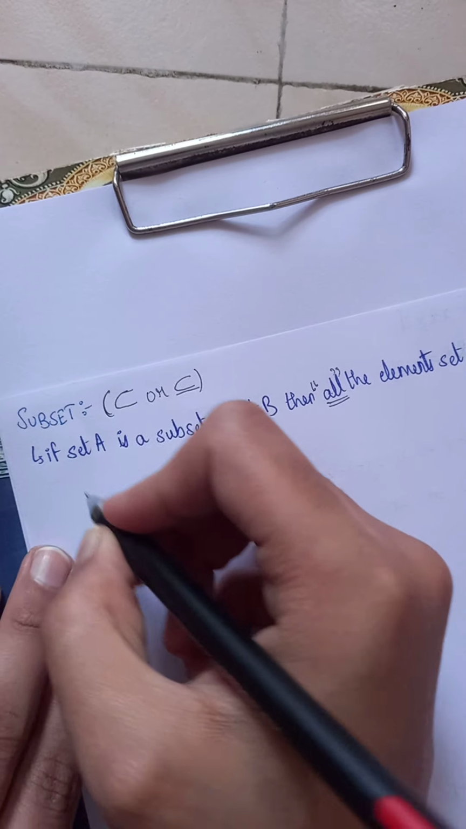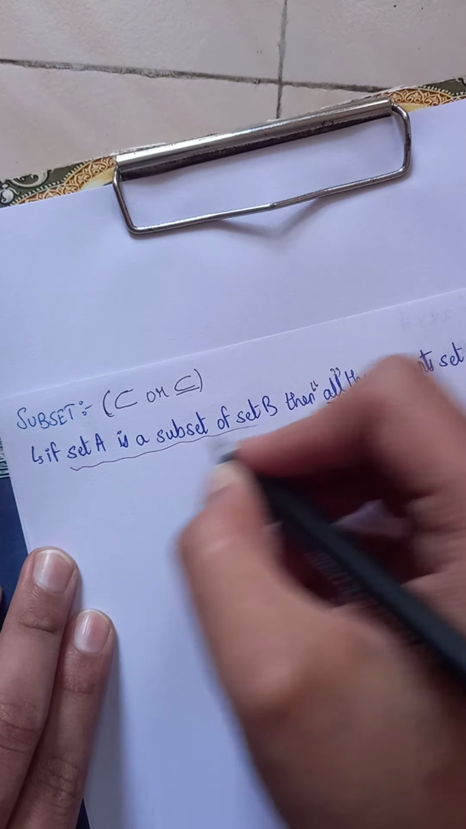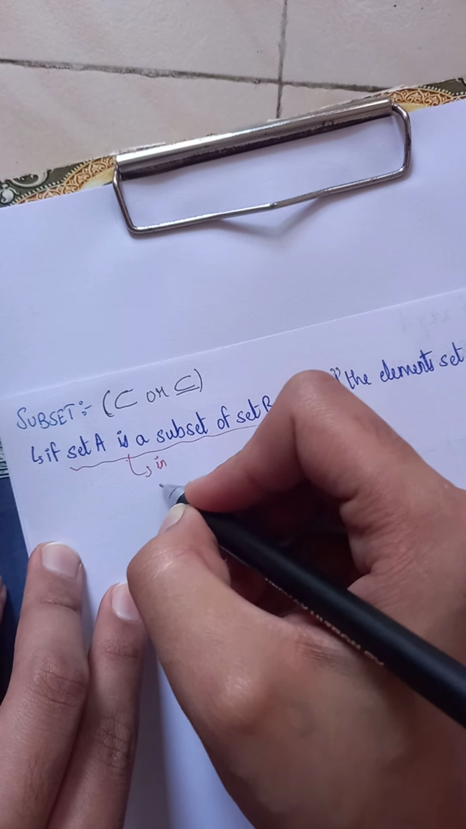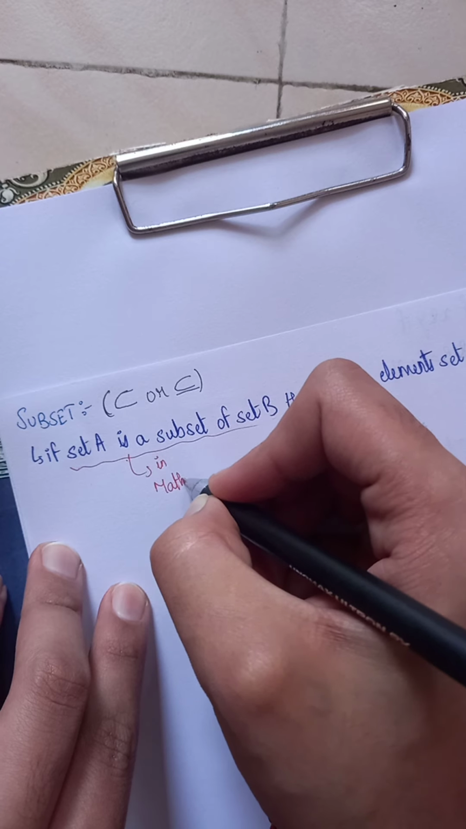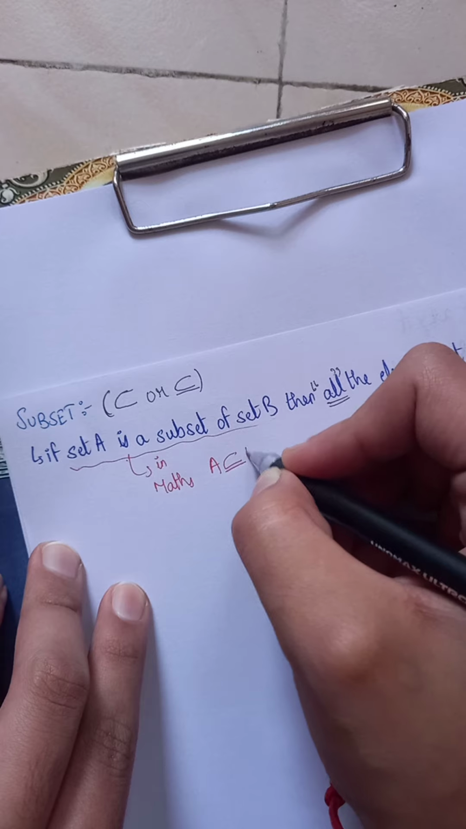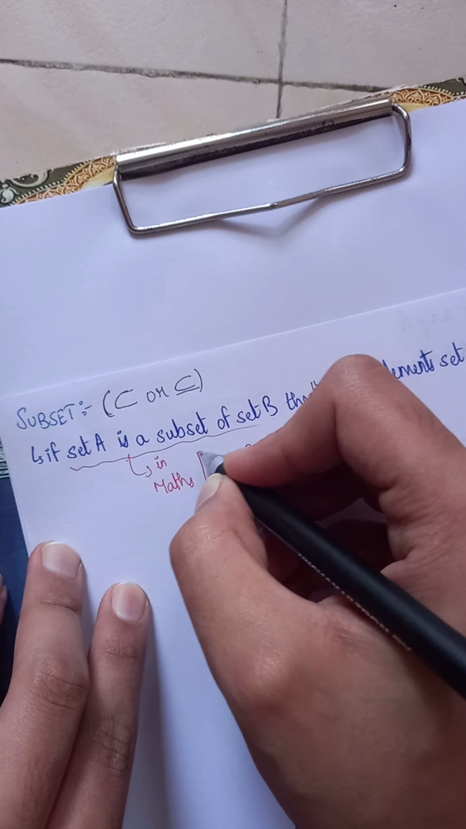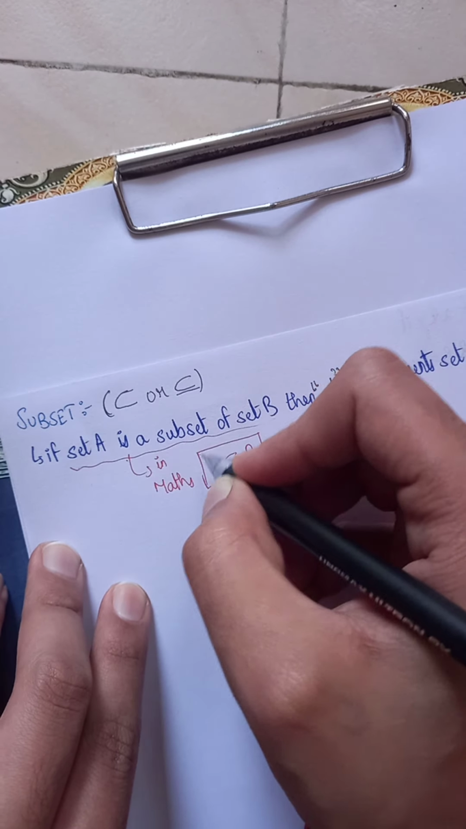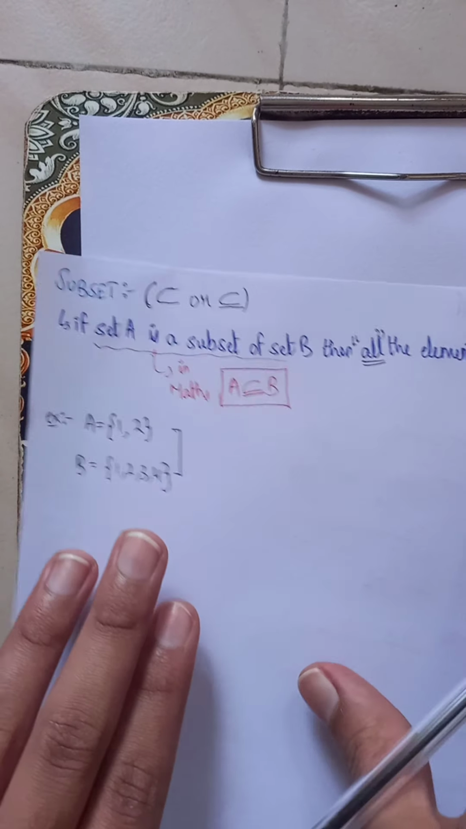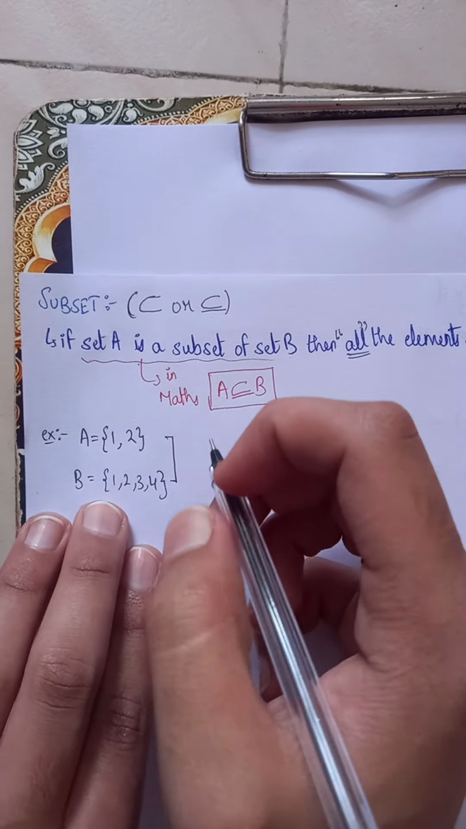So if set A is a subset of set B, in the mathematical language we write this as A is a subset of set B. This is how you represent it. Okay, so that is it with the definition. So let's do a small example.